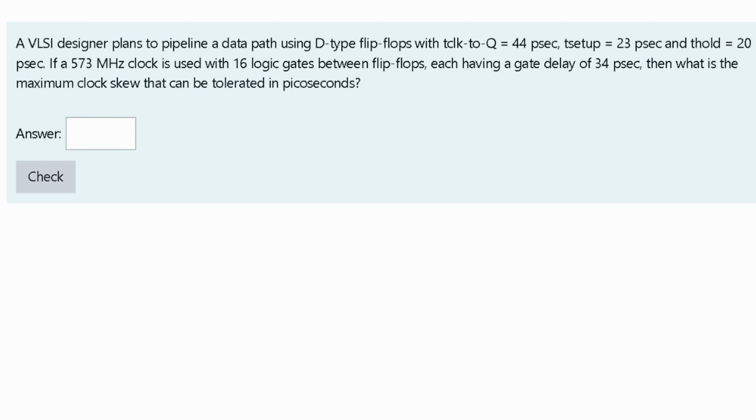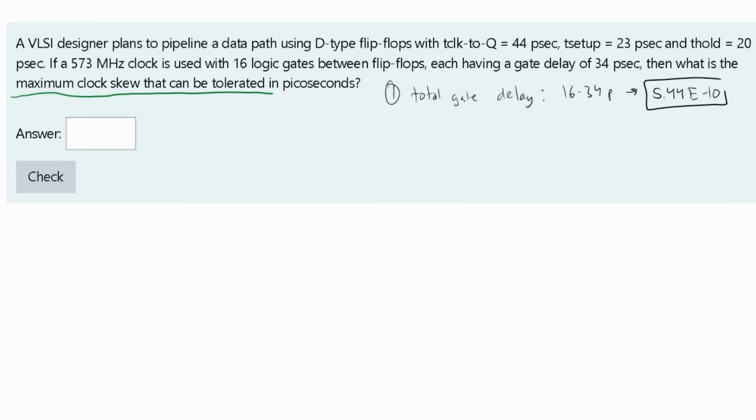We're specifically asked what's the maximum clock skew that can be tolerated. So that's going to be our step one. We're going to calculate the total gate delay. And that's just going to be whatever value the logic gates are times the gate delay. So ours here is 16 times 34 picoseconds. So this is going to give us approximately 5.44 times 10 to the negative 10. So this is our entire gate delay.